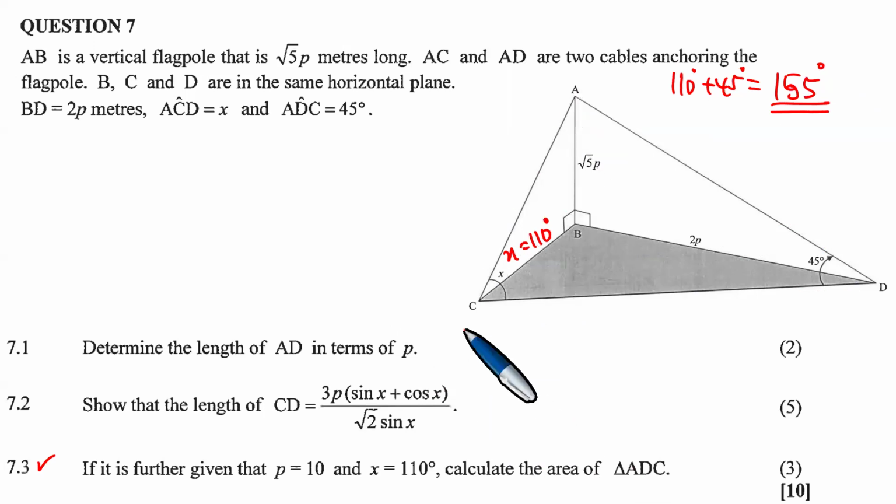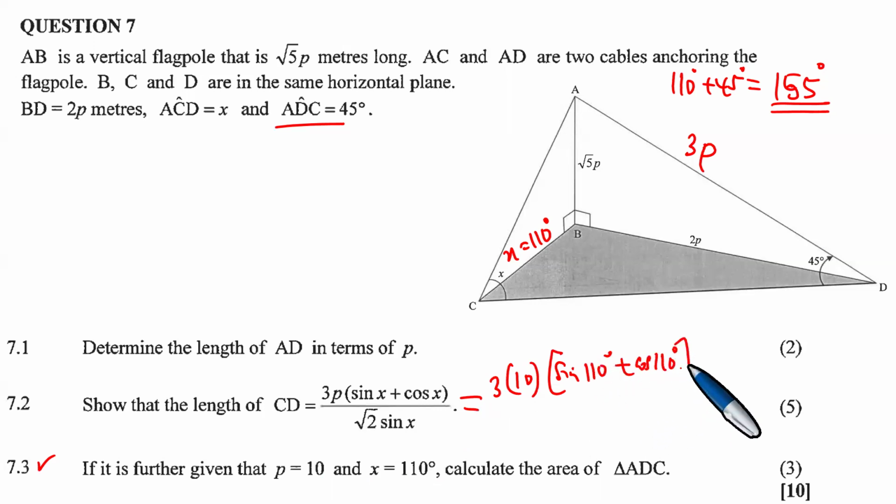So if it's 155 degrees, then you can be in a position to compute the area of the triangle ADC. Obviously, there are certain things you already know. This one you know is 3P, and this CD is exactly this one here. You already know the angle ADC is 45 degrees, so in the end we can deal with the DC. What is actually CD? So the CD can be found as follows: 3 times P, P is 10, and you have the sine of 110 degrees, cosine of 110 degrees, over the square root of 2, the sine of 110 degrees.